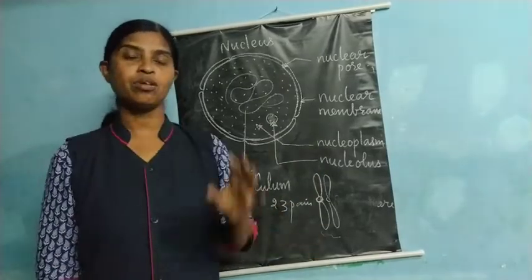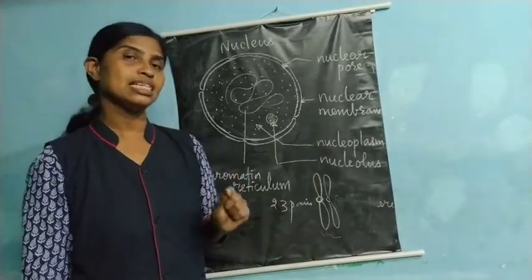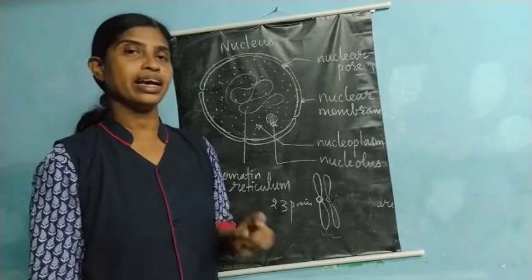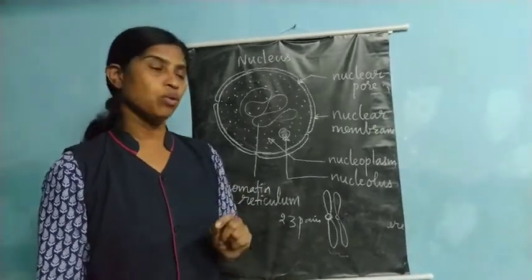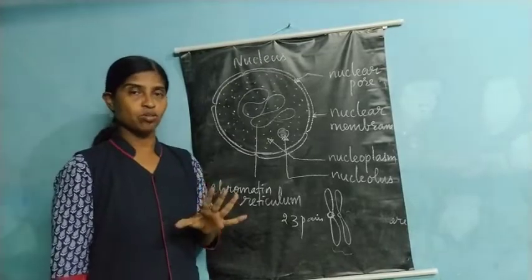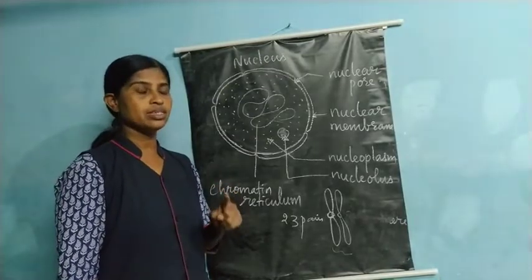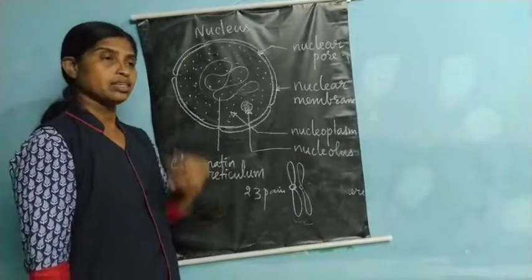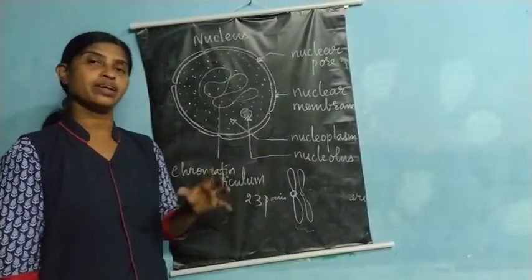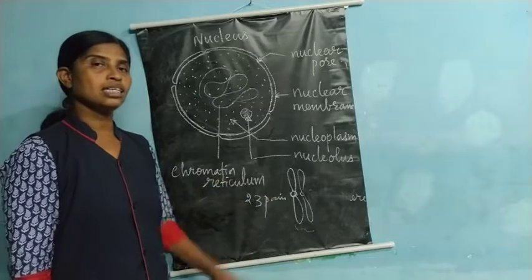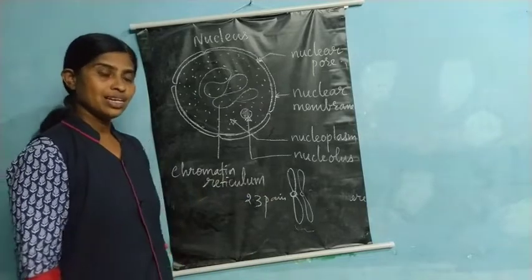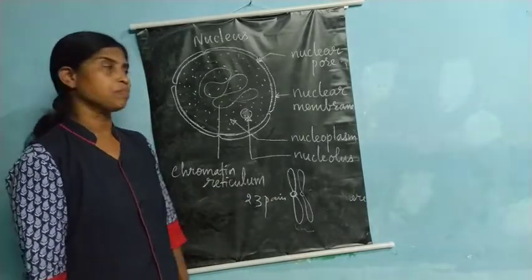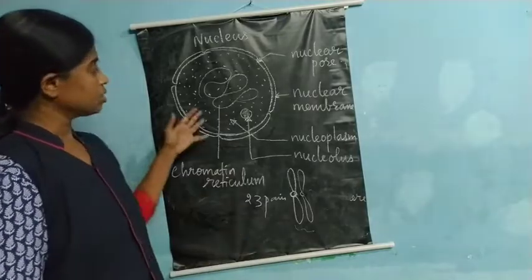All the human cells have 23 pairs of chromosomes except sperm and egg. Sperm and egg will have only 23 chromosomes, there is no pair. Sperm has 23 and egg also has 23 chromosomes. All other body cells have 46 chromosomes. Understand?